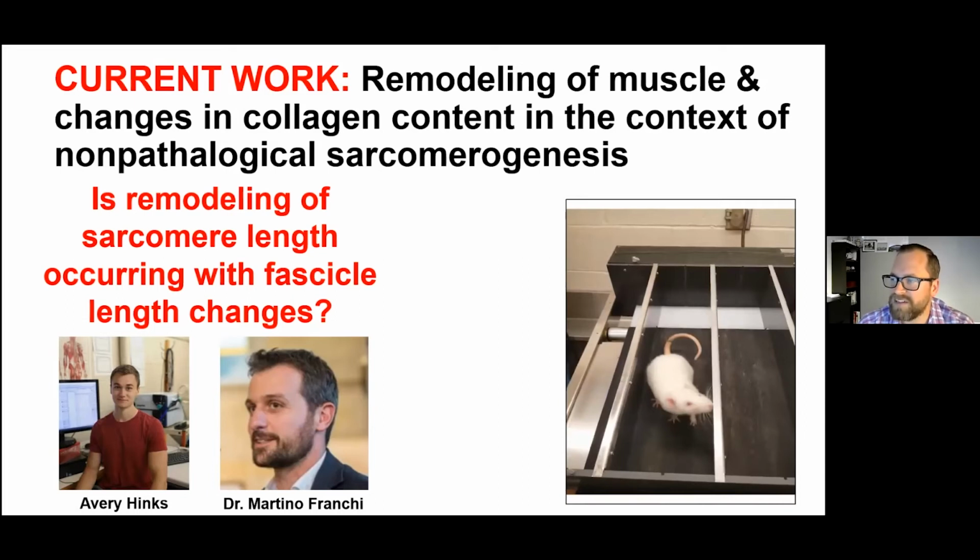The latter, I'm not entirely sure about, as mammalian muscle does an excellent job of highly regulating optimal length for force production. But these are some of the questions we're currently working on in my lab.